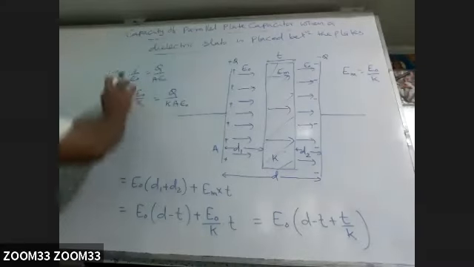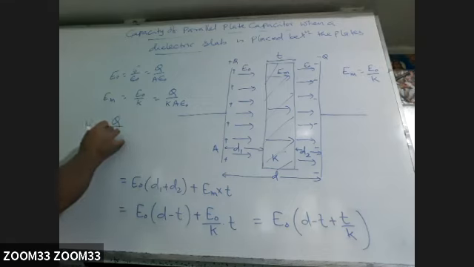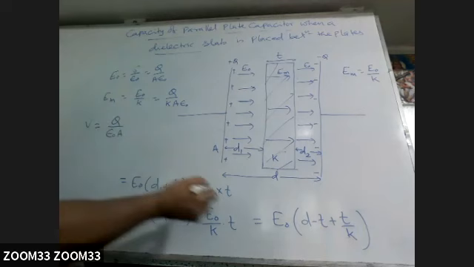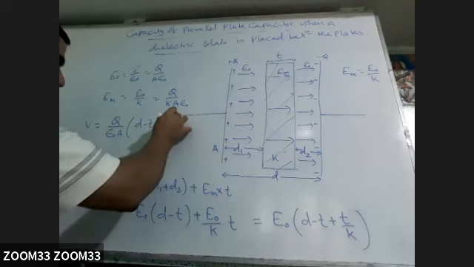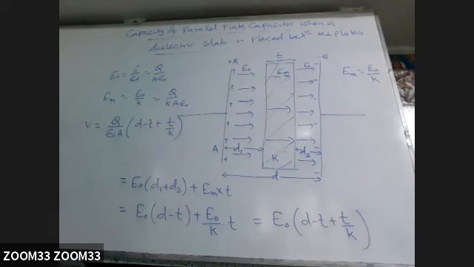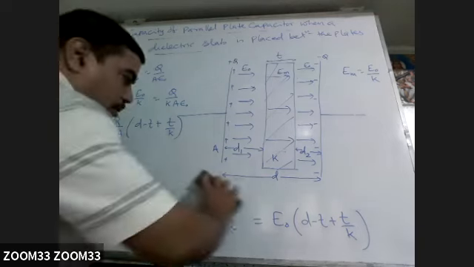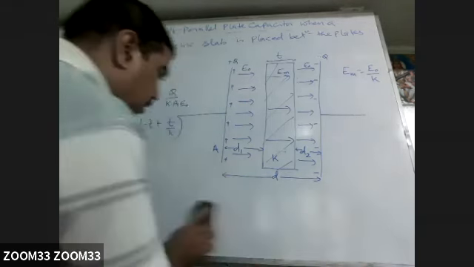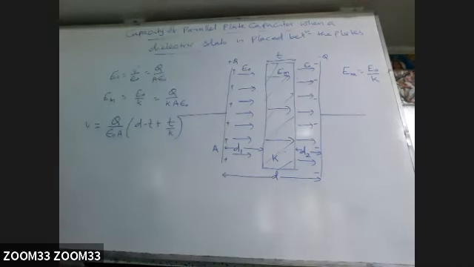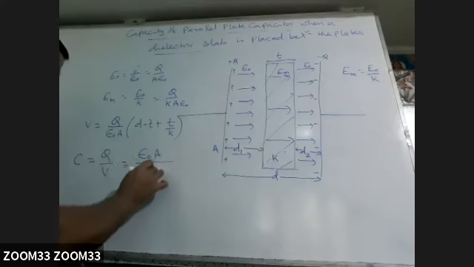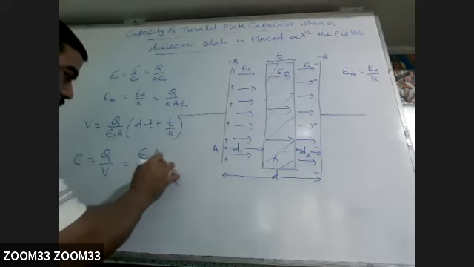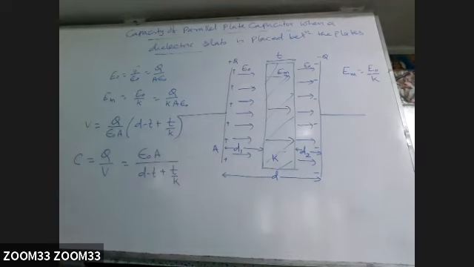Now we substitute the value of E naught from here: Q over epsilon naught A, into D minus T plus T by K. Now the capacity, which is Q over V, will be epsilon naught A over D minus T plus T by K. If you are asked to derive, you have to derive up to this place.